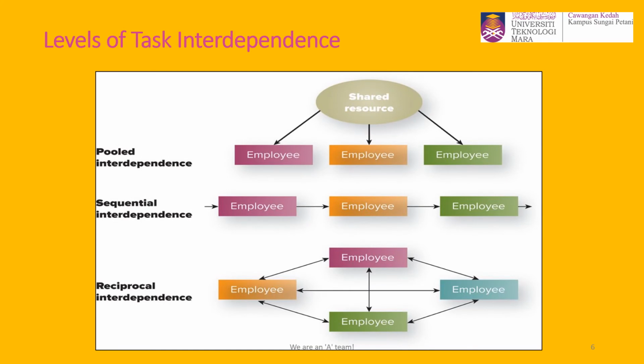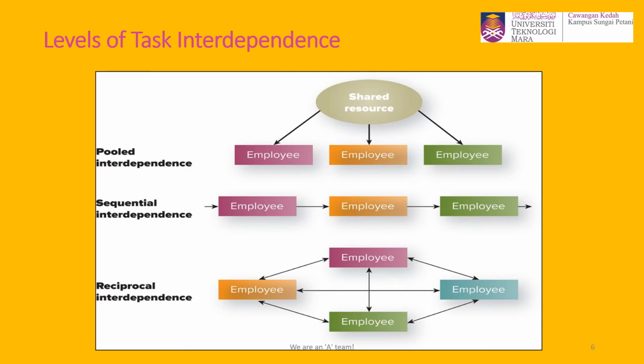There are three levels of task interdependence. The lowest level of task interdependence is known as pool interdependence. This happens when an employee or work unit shares a common resource such as machinery, administrative support, or budget from other work units. The second level of interdependence is sequential interdependence. This happens when a work unit or employee would need the output from another unit for him to complete his task. This often happens in an assembly line.